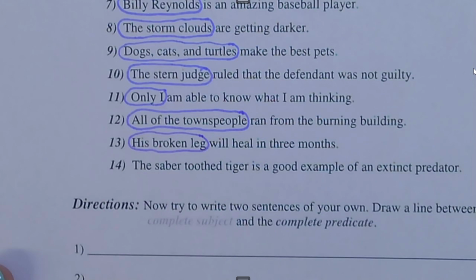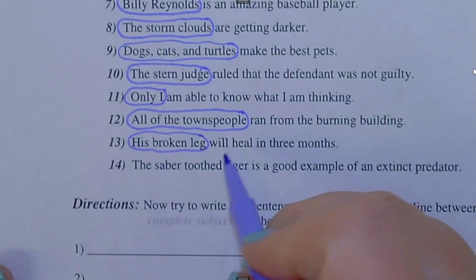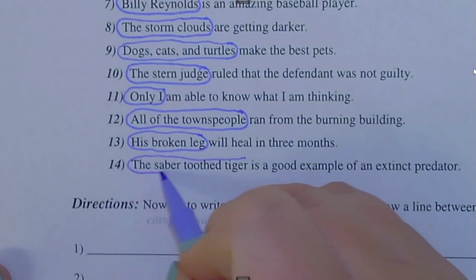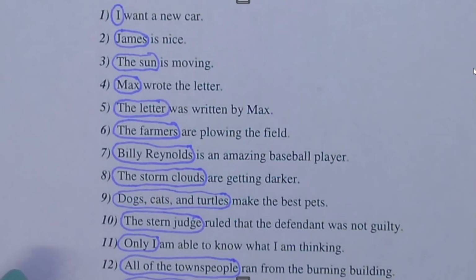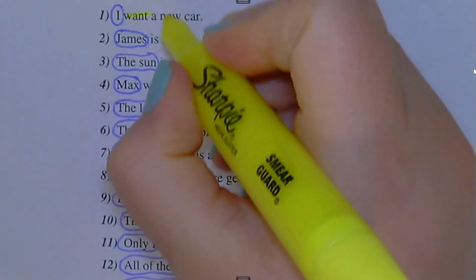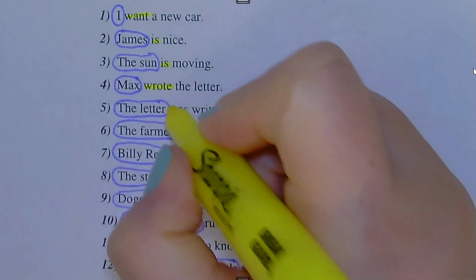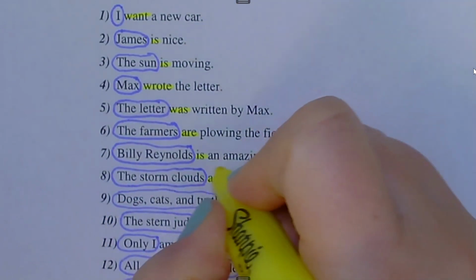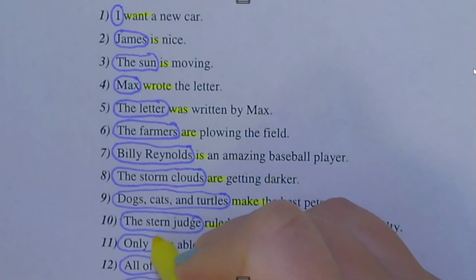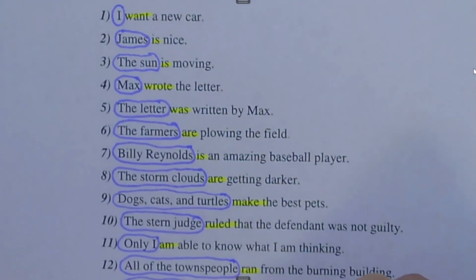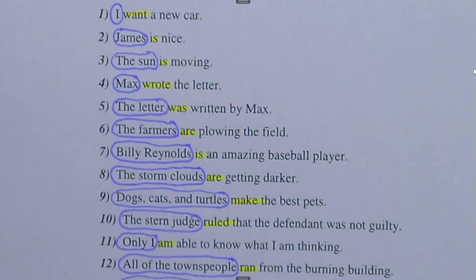The saber-toothed tiger is a good example of an extinct predator. Who or what is a good example? The saber-toothed tiger. This entire phrase is your subject. Now, there's something else I want to show you. Look at the word directly after the subject in every single sentence. I'm going to highlight it to make it even more clear. What do you notice?